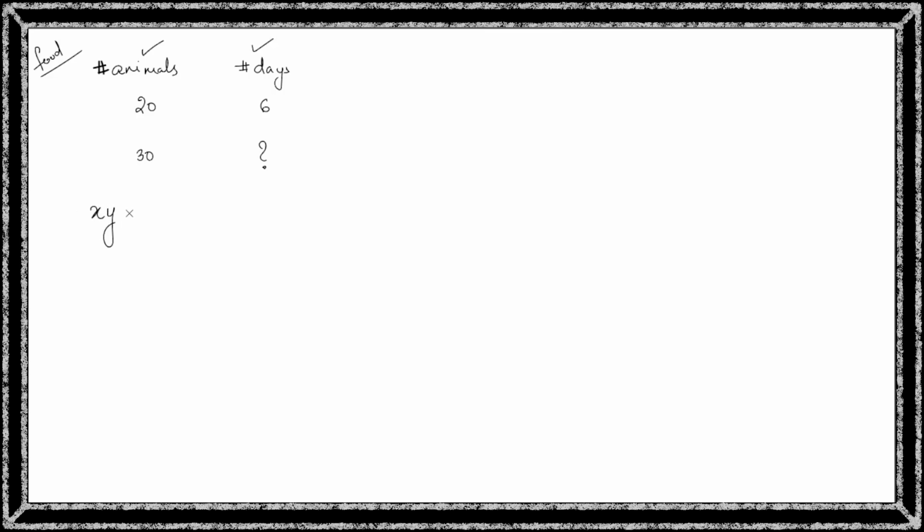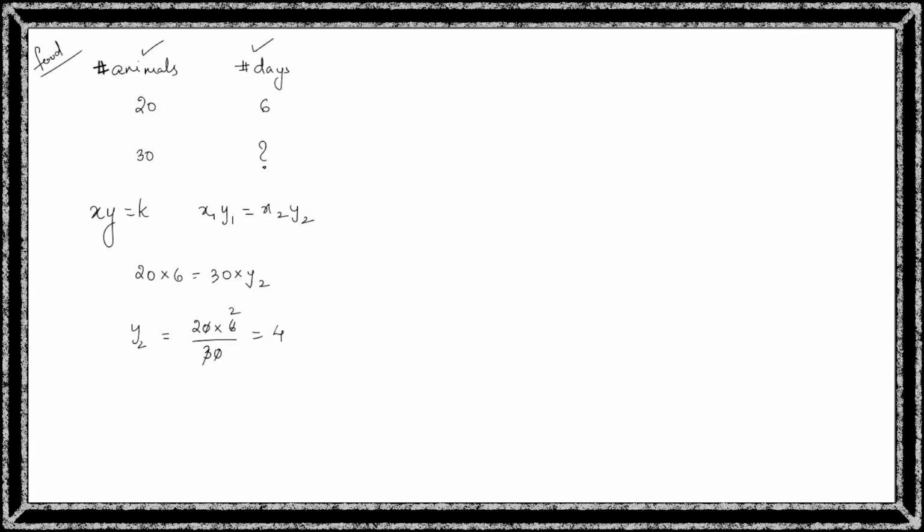Inverse proportion means the product is constant, correct? So therefore I have x1 y1 is equal to x2 y2. And from here I'm going to write 20 into 6 is equal to 30 into y2, and then calculate y2 is equal to 20 into 6 by 30, which is nothing but 4. That means that the food is going to last for 4 days, correct? Right?